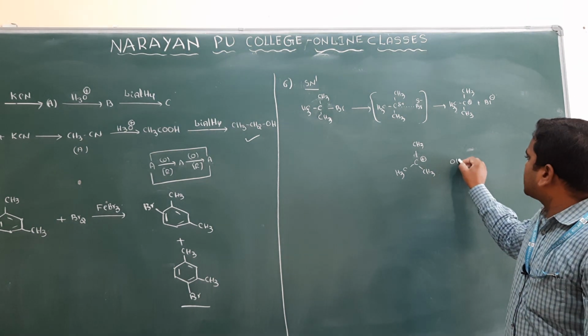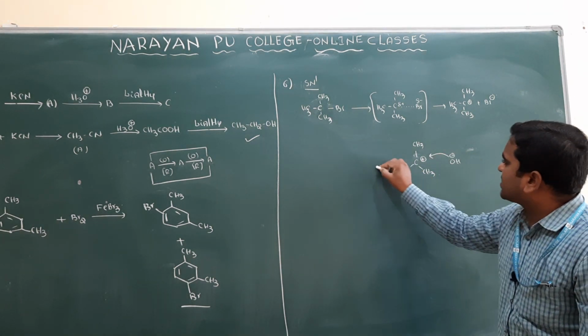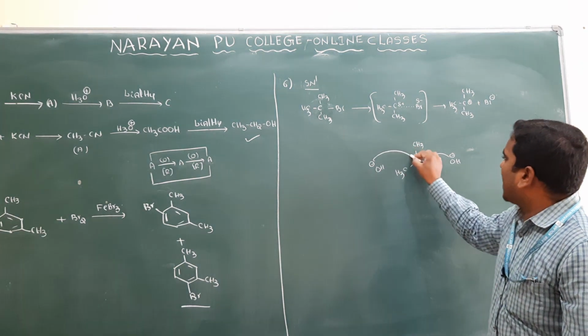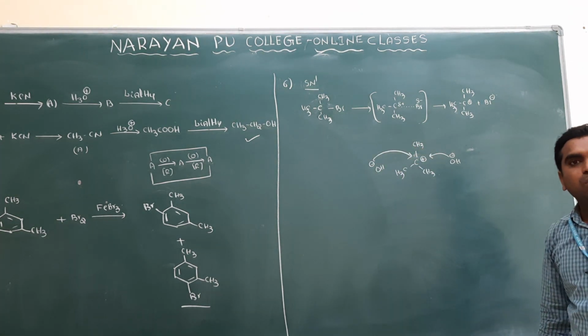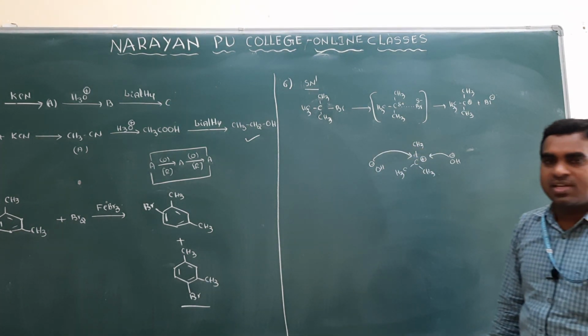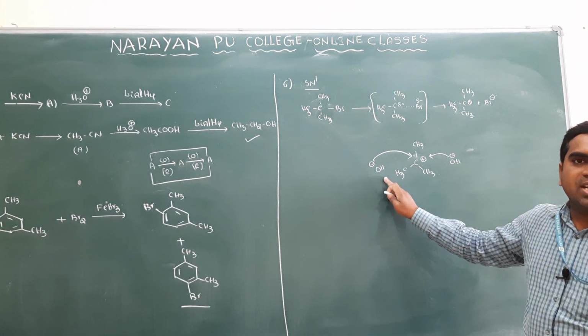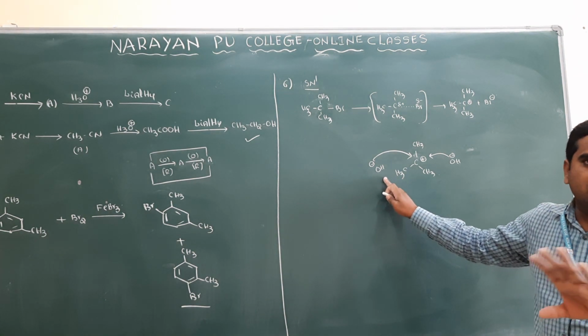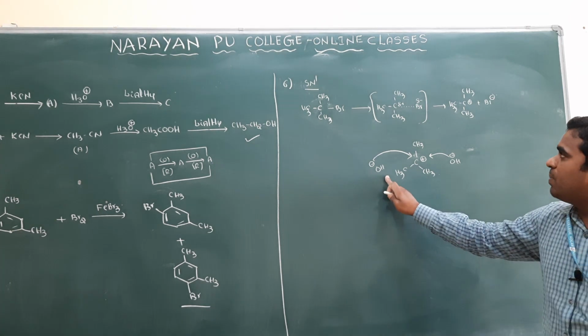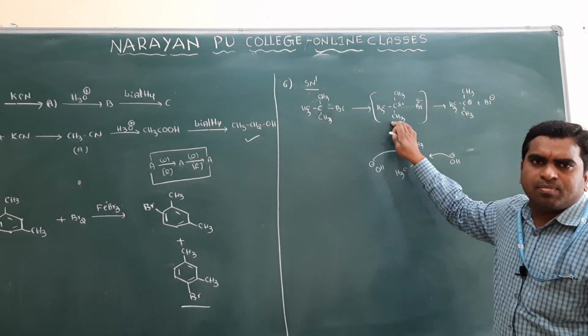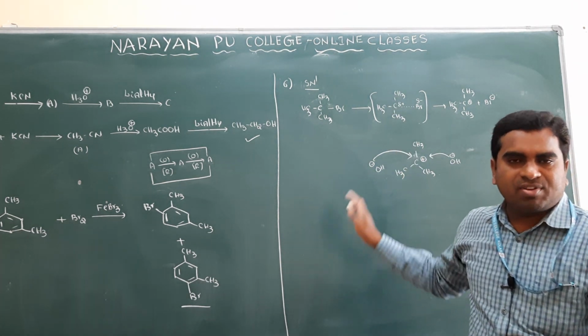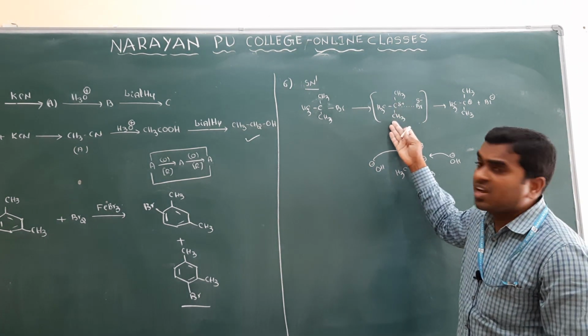And now the OH minus nucleophile may attack from the front side or from the back side. Clear? But what actually happens is, we would say we get 50% retention and 50% inversion, but it is not exactly correct. Why? Because I have taken a tertiary alcohol here, it can be secondary also.